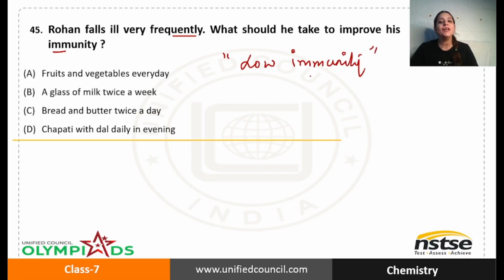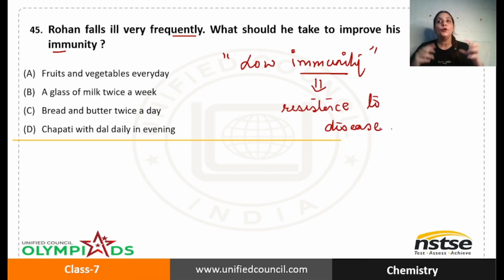Now you must be thinking, what is immunity? Immunity is basically resistance to disease, or you can say the tendency of your body to fight against the infection causing agent. So the more your body is resistant, or the more you can fight with disease causing agents, we can say that you have got more immunity. So immunity comes when you feed yourself on balanced diet.